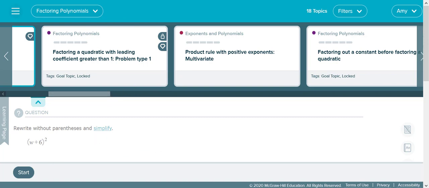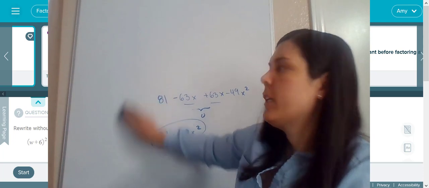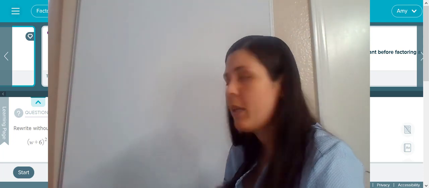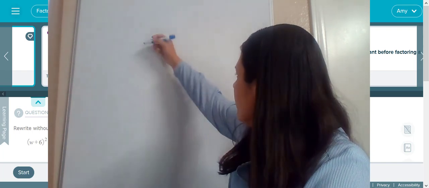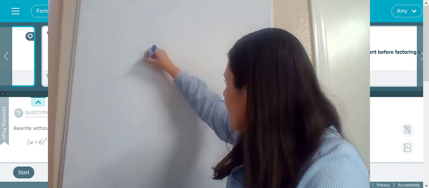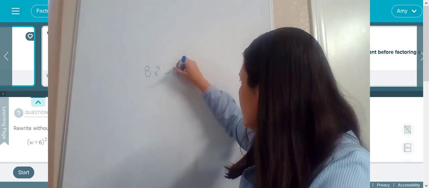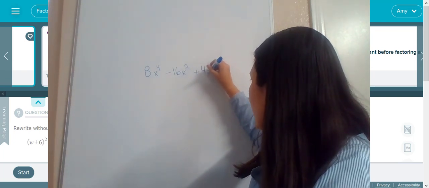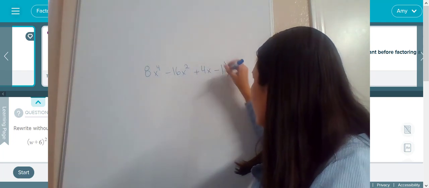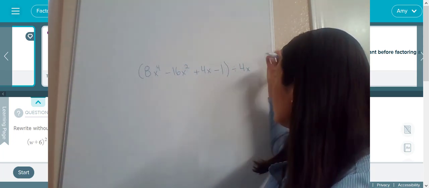Alright, let me show you one last example. It's not necessarily on this homework, but it's very much similar to this process, but it's the division side of it. So I just want to show you a quick example with dividing polynomials. So I'll just kind of make one up for us right here. Let's say the question said something like 8x to the 4th minus 16x squared plus 4x minus 1. And we want to divide that by 4x.